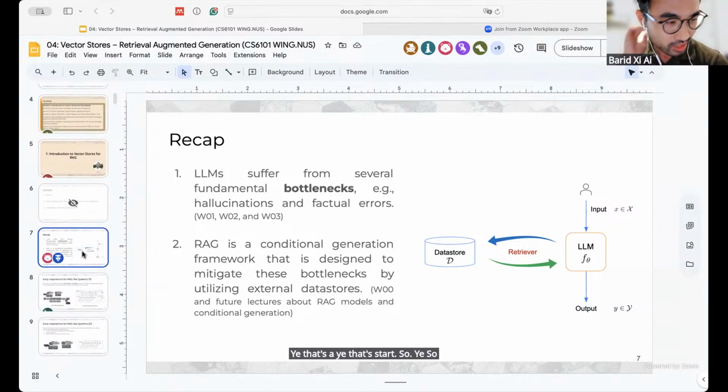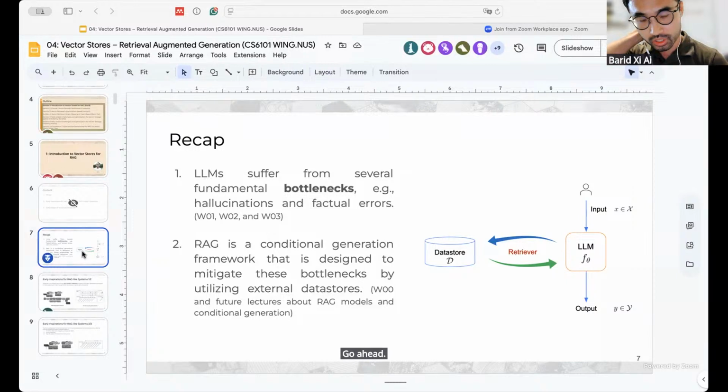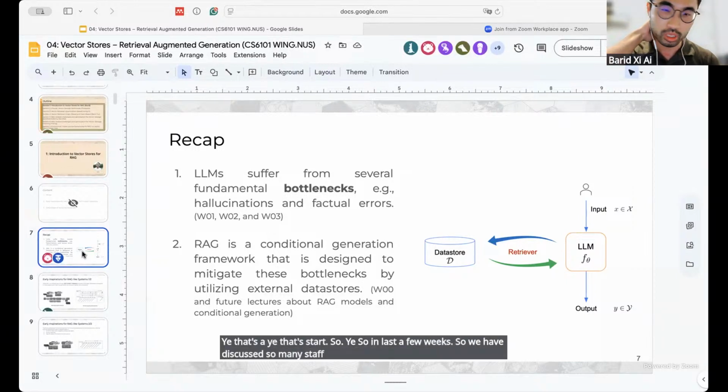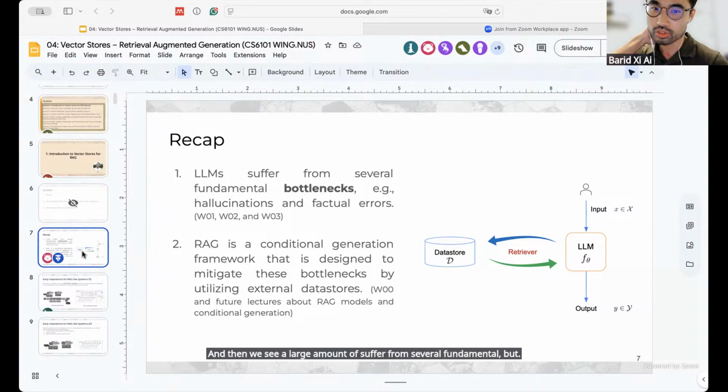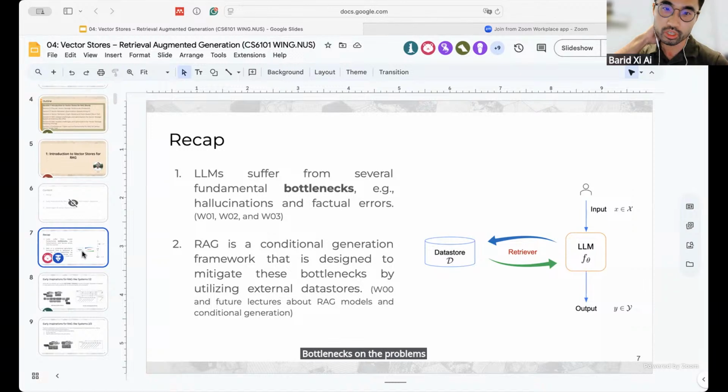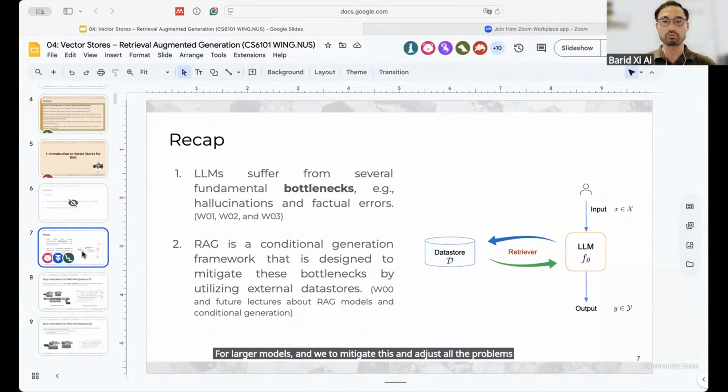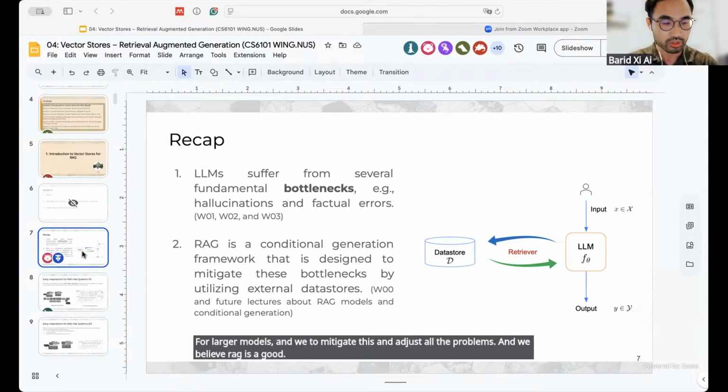In the last few weeks, we have discussed so many things about large models, and we see large models suffer from several fundamental bottlenecks and problems. For example, we see hallucinations from large models, and to mitigate this and address all these problems, we believe RAG is a good solution here.